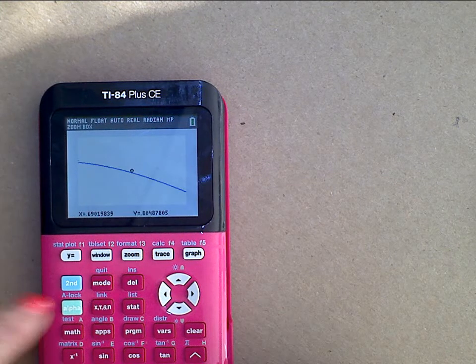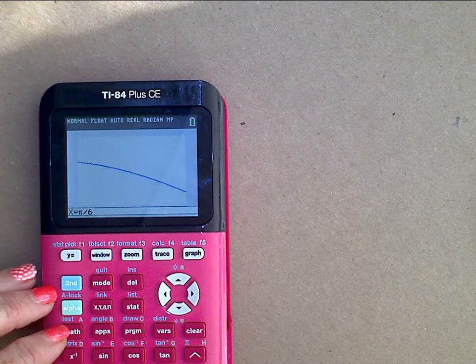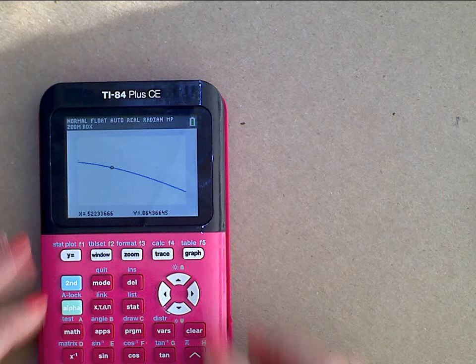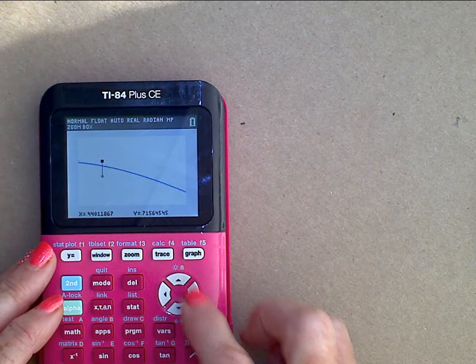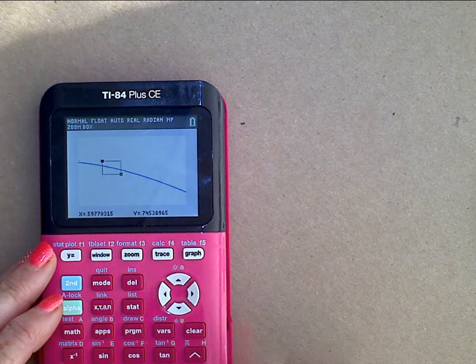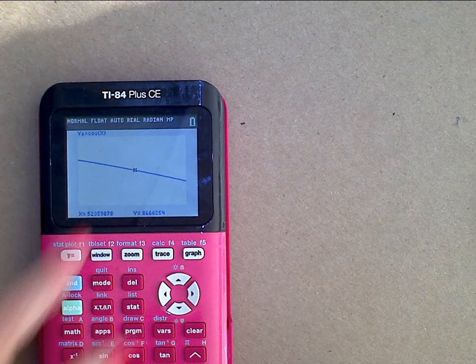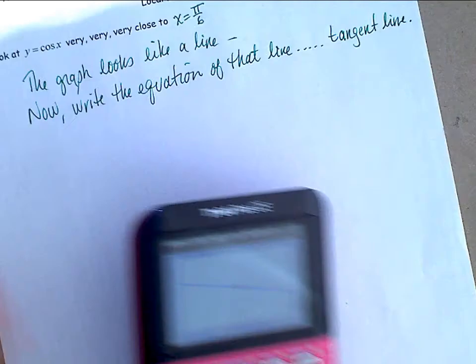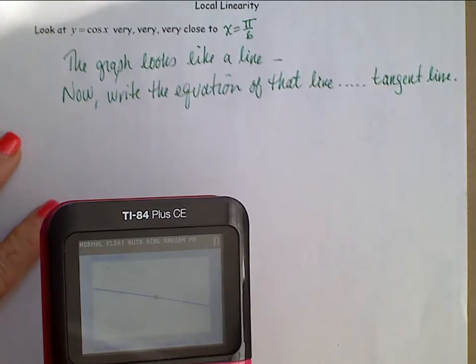There it is. Let's find where pi over 6 is again. Right here. Let's draw another box. Perfect. And where's pi over 6? Right there. All right. I think you can see what's happening now as we zoom in closer and closer and closer along the cosine curve, closer to x equals pi over 6. That graph looks like a line.